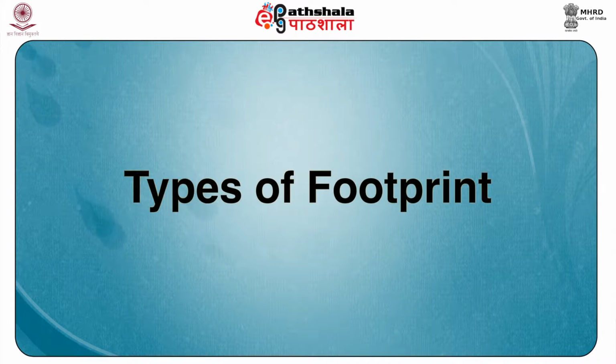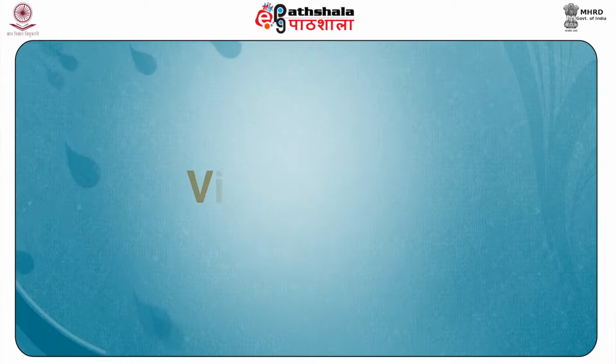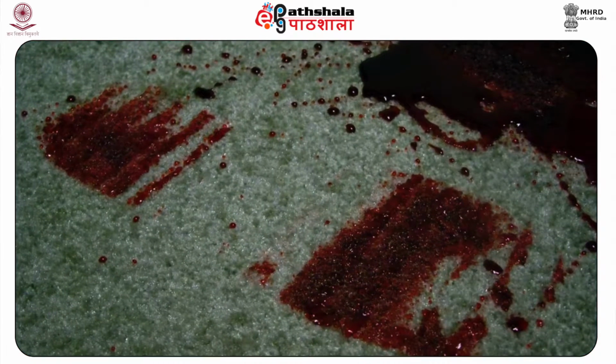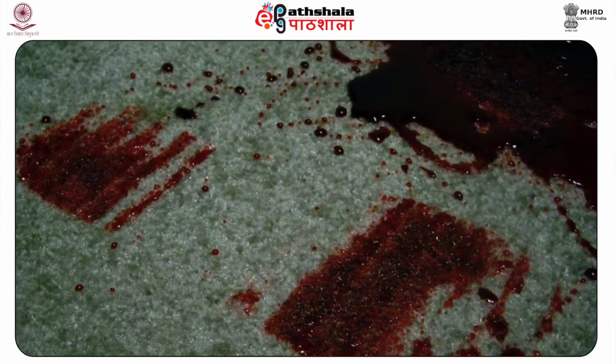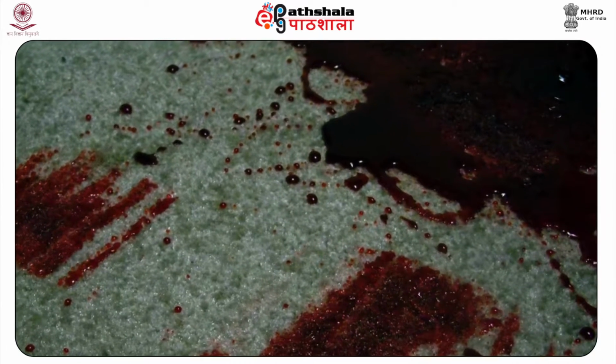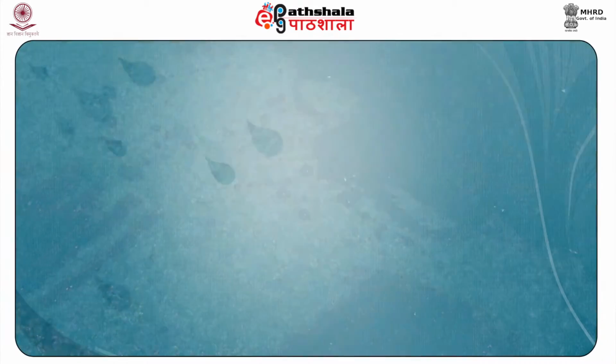Now, let us see the types of footprints. First one is the visible print. A visible print is a transfer of a material from the shoe or tire to the surface. This kind can be observed with the naked eye without extra aids. For instance, a bloody shoe print left on a carpet, or tracks left by muddy tires on a driveway.